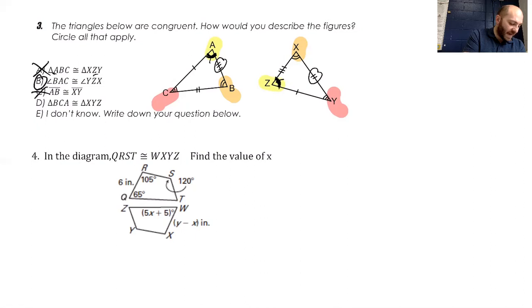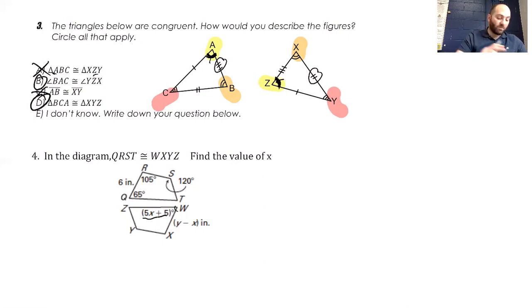Triangle BCA. So I've got orange, red, yellow. XYZ, orange, red, yellow. We're good with D. Okay, so B and D are the 2 that work here. In the diagram, QRST is congruent to WXYZ. Find the value of X. All right, so X, I can see is right here, is 5X plus 5. That is an angle W.